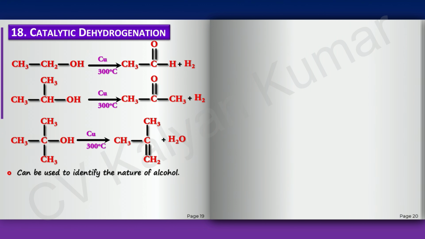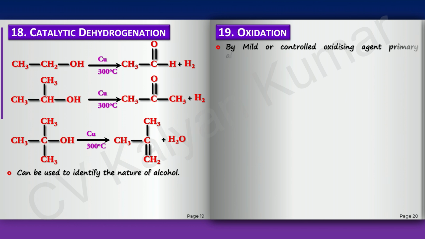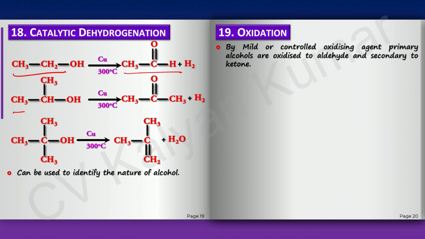Then comes a very important reaction that is oxidation. Even though these were also oxidation, these are proper oxidation that we are going to talk about. And there are two types of oxidizing agents we'll talk about: mild and strong. By mild or controlled oxidizing agent, primary alcohols are oxidized to aldehydes, while secondary are oxidized to ketones. So if you take a primary alcohol, you get an aldehyde. Secondary alcohol, you'll get a ketone if you use mild. Now, I'll explain what is controlled.